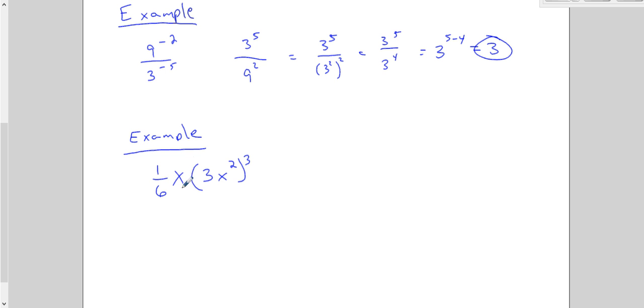Okay, let's look at this example. I've got 1/6 times x times the quantity 3x squared, to the third power. So I've got to take this exponent on the outside. This has to affect the exponent on the 3, which is a 1, and I'm going to affect the exponent on the x. So I'm going to write my 1/6 times x. Well, 3 to the third power, and x to the, remember we're multiplying these, 2 times 3 is 6, so x to the 6th power.